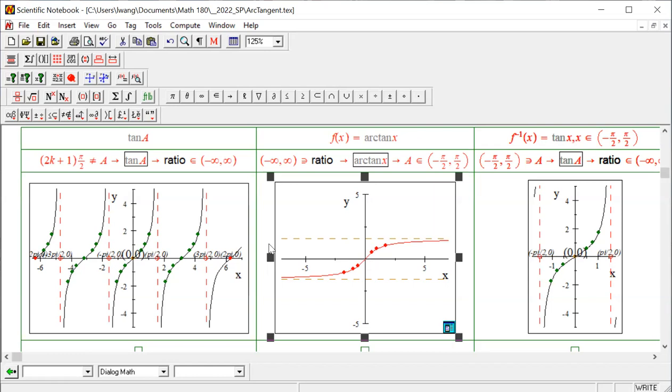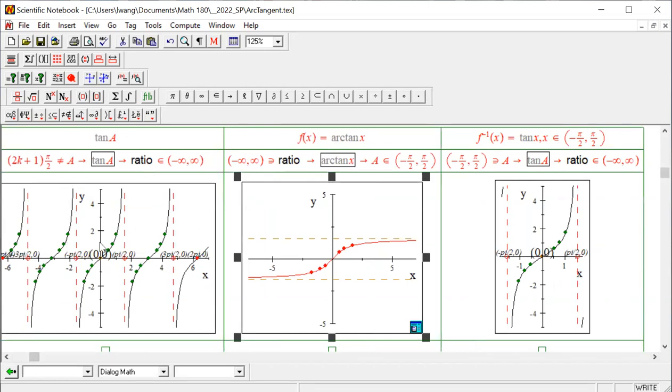We have done all of those points. Guess what? I will quiz you and test you.